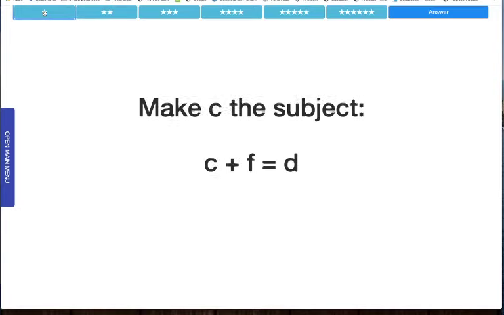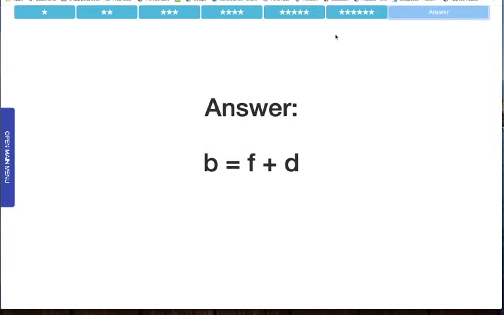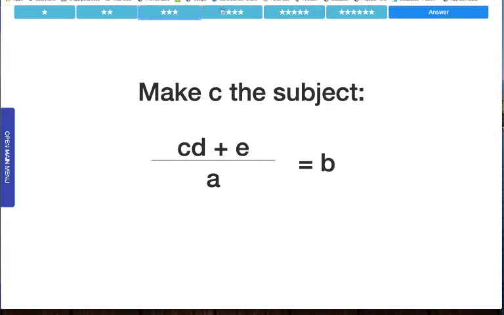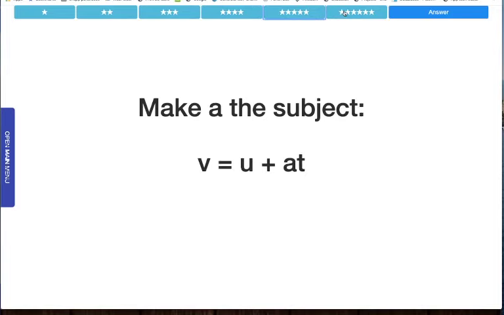As always, selecting the star will refresh the question, and selecting the answer will then show the answer to the question that you've been given. Moving into the 2-star one, it will naturally get harder and harder and harder still as we move through each of these, to the point where we then get A appearing twice within a subject in the 6-star questions.